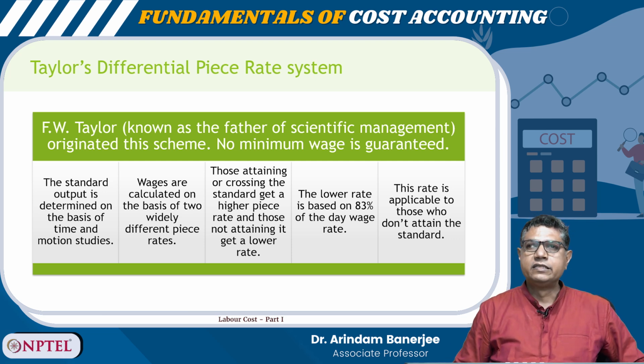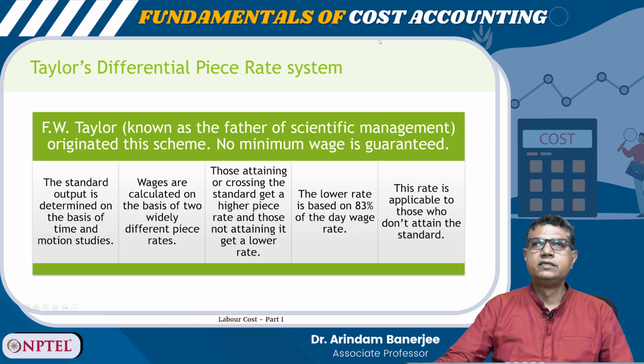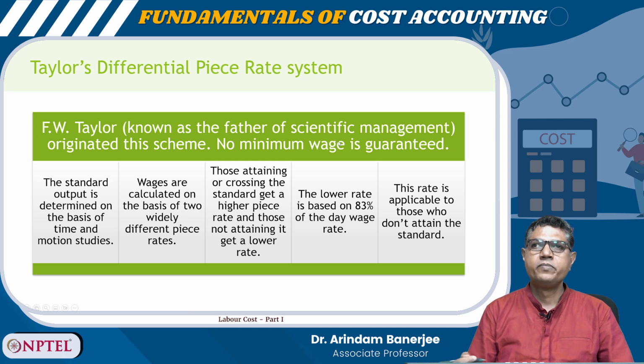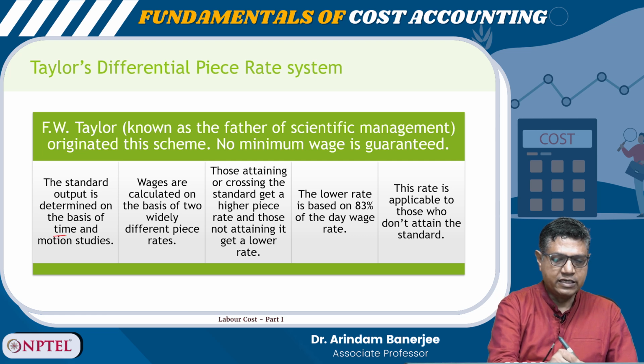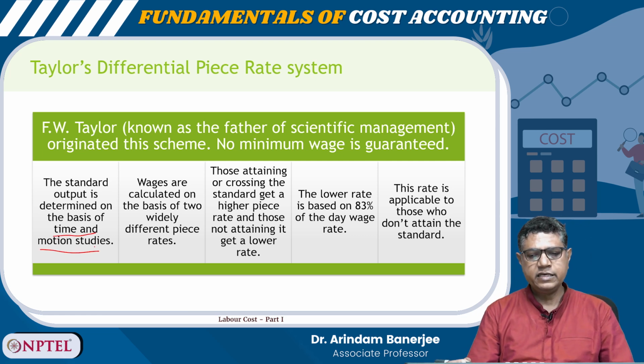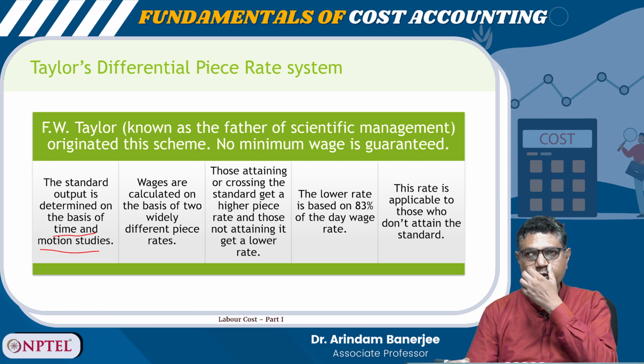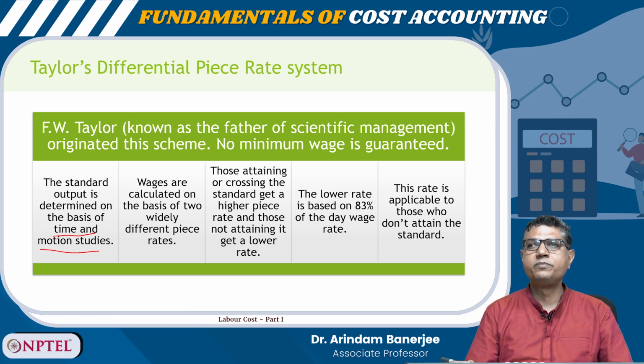Okay. Now, what we will discuss is a system which is called the Taylor's differential piece rate system. F.W. Taylor developed this system. He was also known as the father of scientific management. In this system, no minimum wage is guaranteed. The standard output is determined on the basis of time and motion studies, and wages are calculated on the basis of two widely different piece rates. Those crossing the standard get a higher piece rate, and those not attaining it get a lower rate.